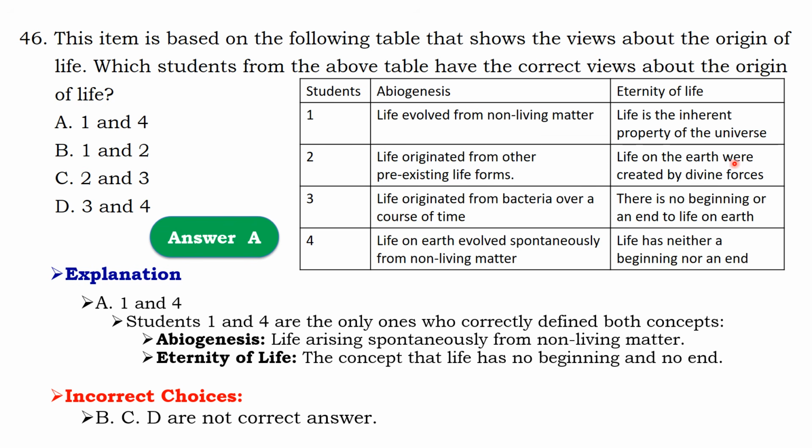Life on the earth was created by a divine force, this is creationist theory, so not eternity of life. And also look at number 3, life originates from bacteria over the course of time. This is about the Big Bang theory, not abiogenesis. There is no beginning or end of life on the earth. So both are not written correctly by one student.